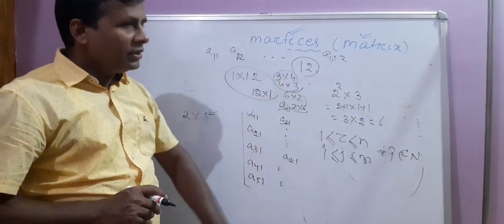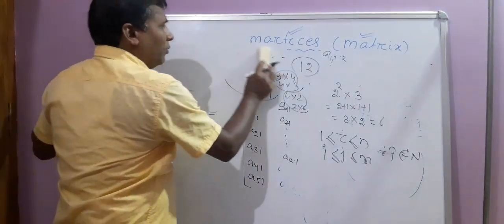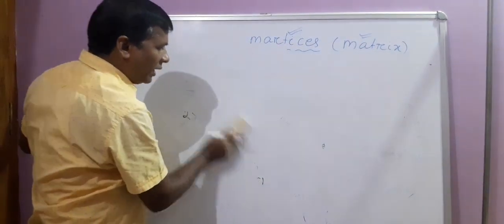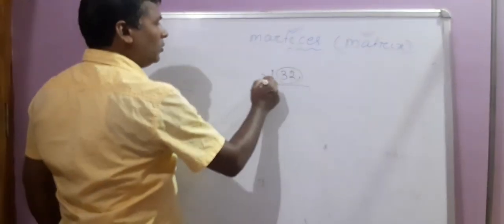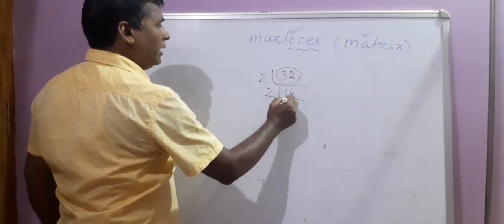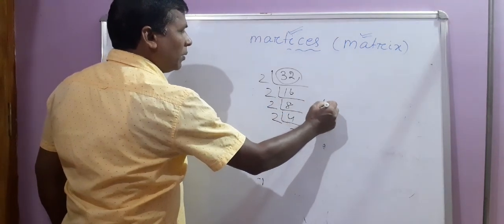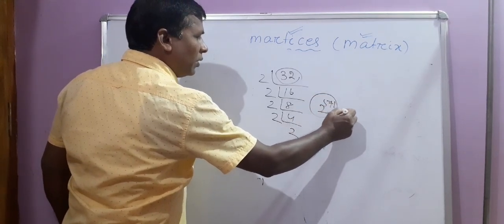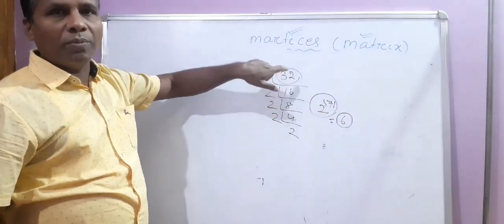So this is a short question for yourself. Maybe in your examination: how many different orders of matrix can be defined by using 32 elements? First we divide by 2: 16, then 2: 8, then 2: 4, then 2: 2. That is 2 to the power 5, and 2 to the power 5 means 5 plus 1. There are 6 different orders of matrix that can be obtained by using 32 elements.